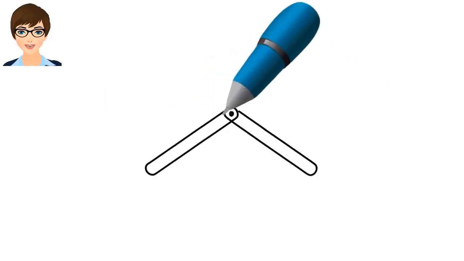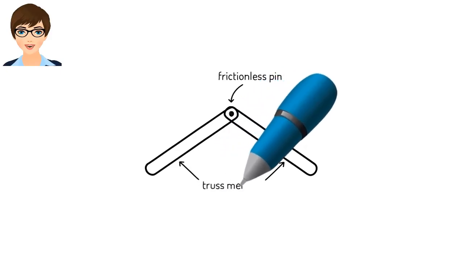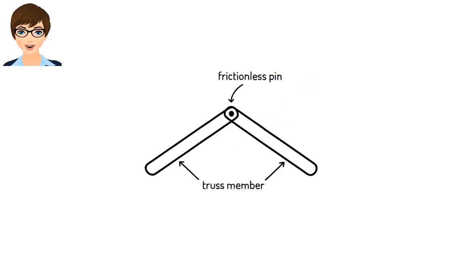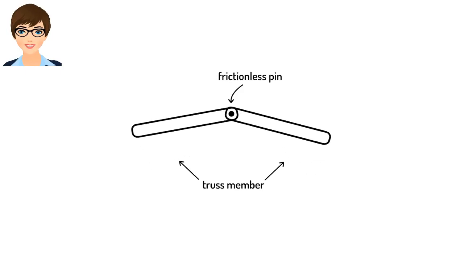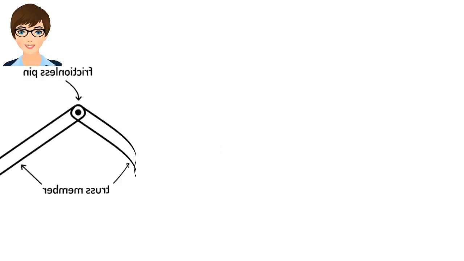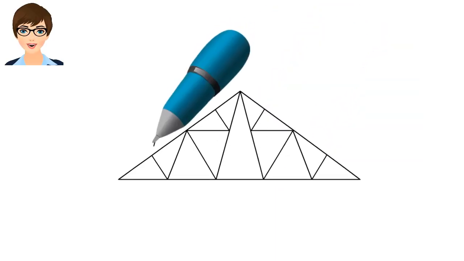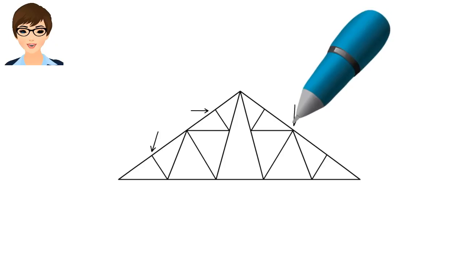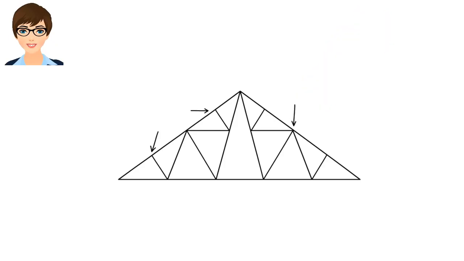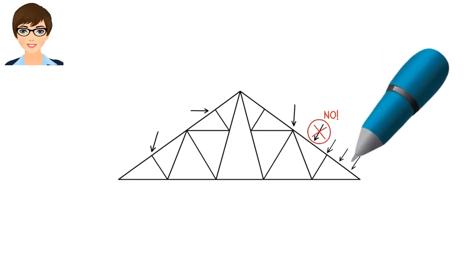Generally, we assume truss members are connected to each other using frictionless pins. This means if we have two truss members that are joined together, one is free to rotate relative to the other. In other words, truss joints cannot resist any bending moment. Since neither the joints nor the members of a truss are designed to carry any bending moment, applied loads need to be placed at the joints only. No load should be applied directly to a truss member.